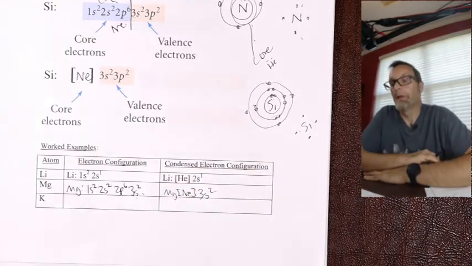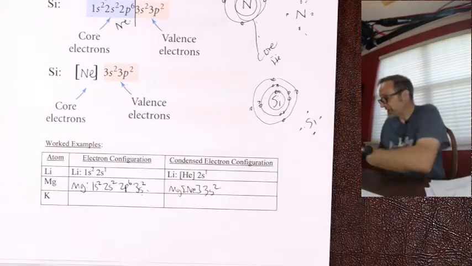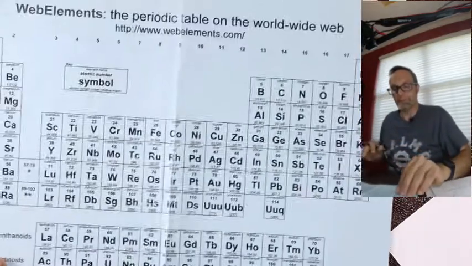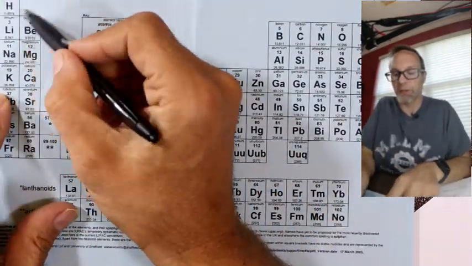Finally, potassium. If we find it in the periodic table, this is a trick which will coalesce as we go. Potassium is in row 1, 2, 3, 4.